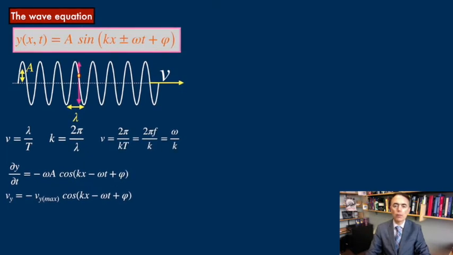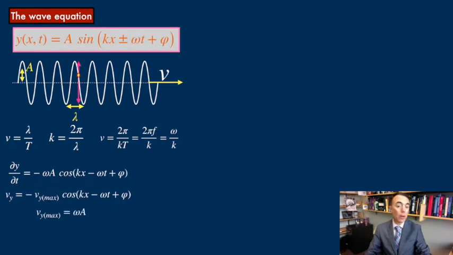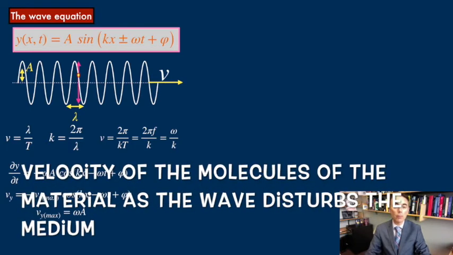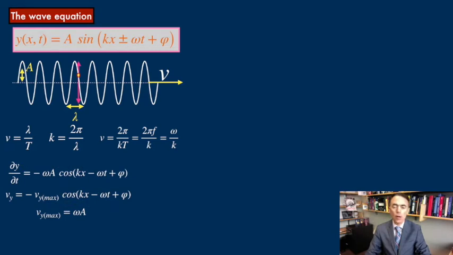The maximum velocity of the molecules of the medium is v_y max, equal to omega a. Look, this is not the speed of propagation of the wave. This is the velocity of the molecules of the material medium, how fast they are oscillating up and down.